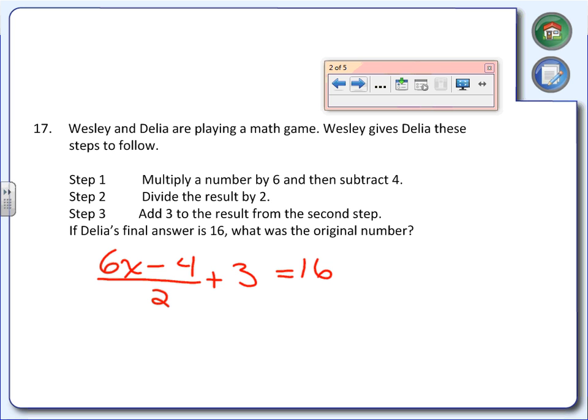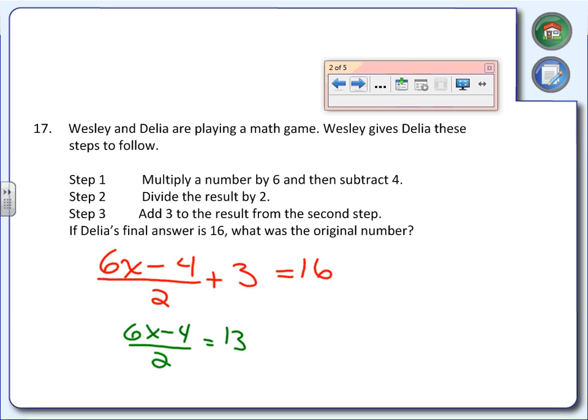Now, we've got one of 3 methods that we can use to solve for x. We can graph it and find the intersection. We can use that equation solver that we were just using, or we can solve it algebraically. Either one of those would give us the correct answer. I'm going to go ahead and do it algebraically so you can see my steps. First thing I'm going to do is move the 3 to the other side. I'm going to do that by subtracting. When I subtract 16 minus 3, I get a 13.